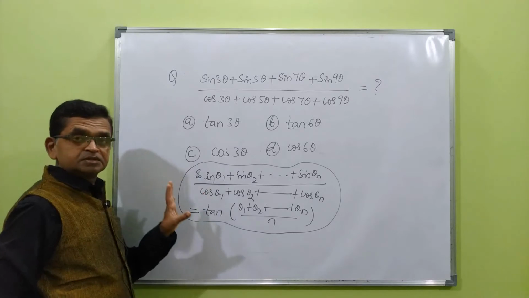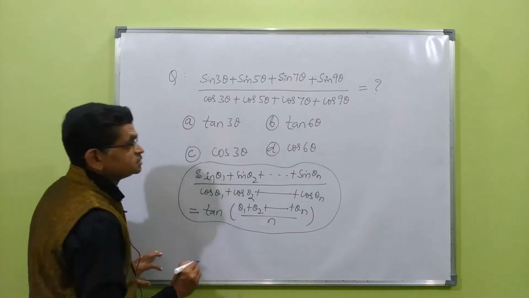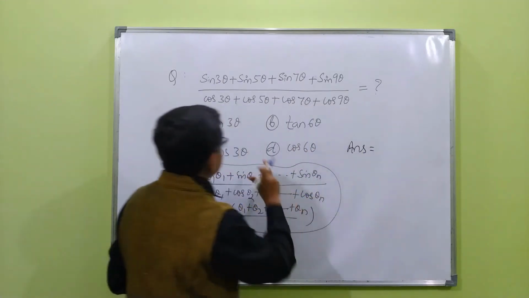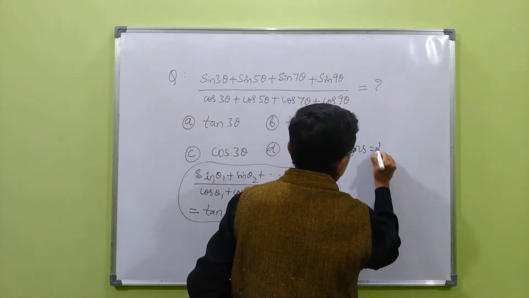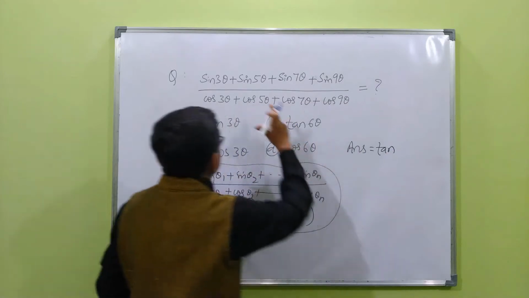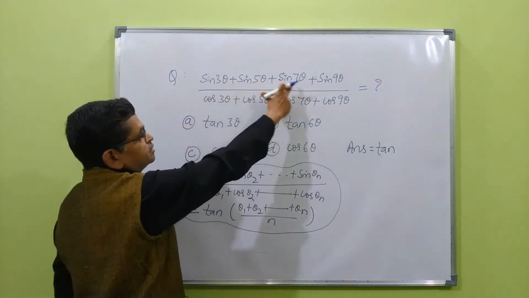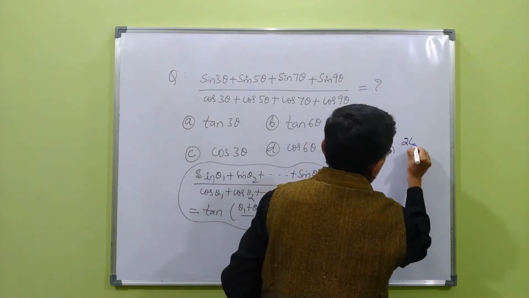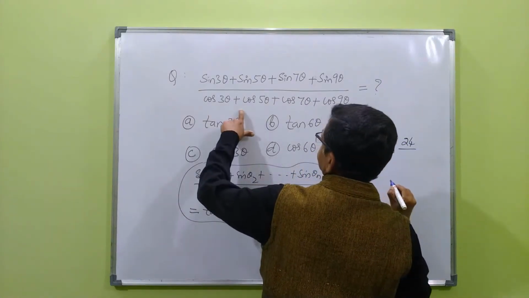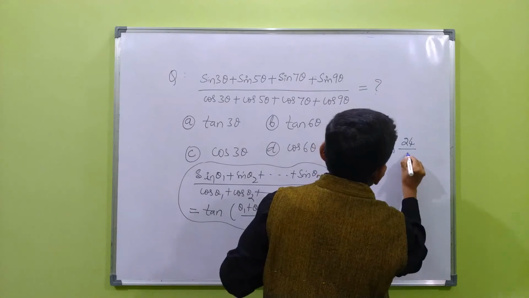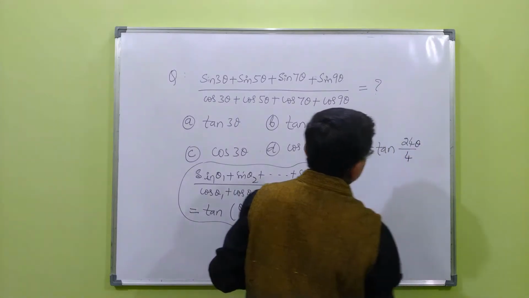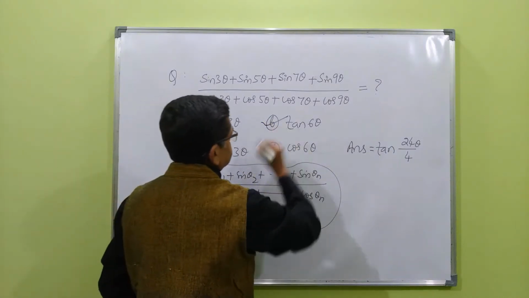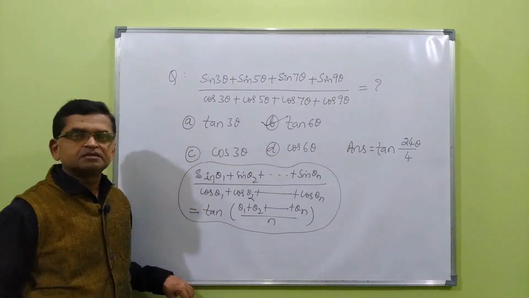So now the answer will be very easy. So the answer is, we'll write it here, tan of (3 plus 5, 8 plus 7, 15 plus 9, 24) divided by 4, 24θ it is. So the answer is tan 6θ. B is the correct answer. Okay.